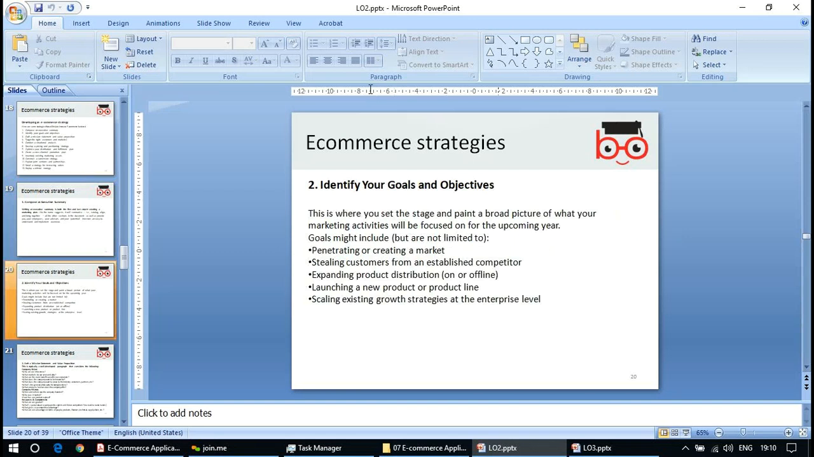Identify your goals and objectives. Now, this is where you set the stage and paint a broad picture of what your marketing activities would be focused on in the upcoming year. So goals might include penetrating or creating a market, stealing customers from an established competitor. Not good, but you always do, isn't it? Yeah, that's business, isn't it?